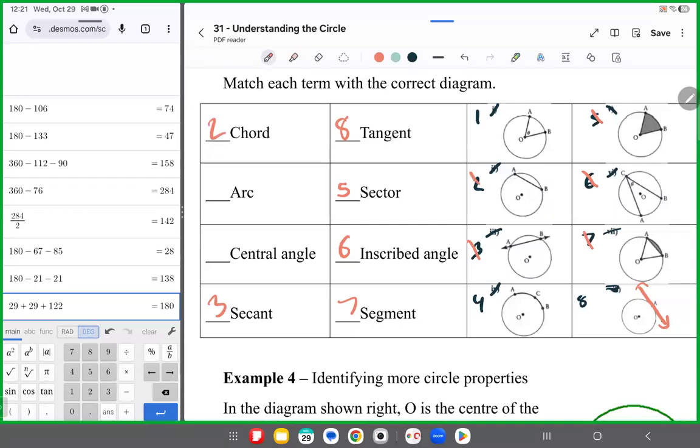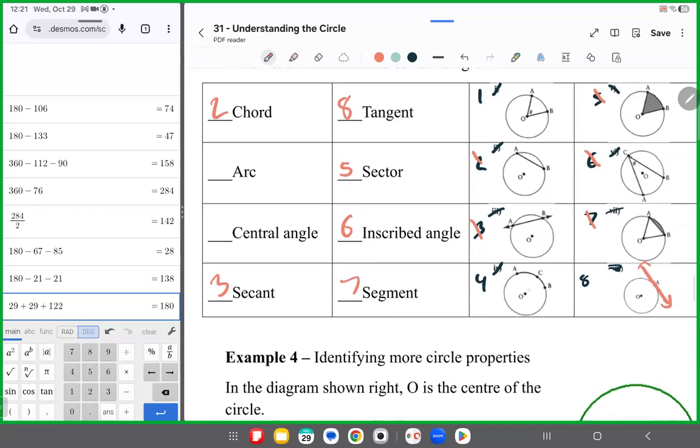So now we've got 2 options left. Number 4, we have point O, and then we have A, B, and some point C on the arc. So that appears to be an arc, which means that number 1, which was the most difficult to tell, happened to be our central angle. So we just left that one till last.